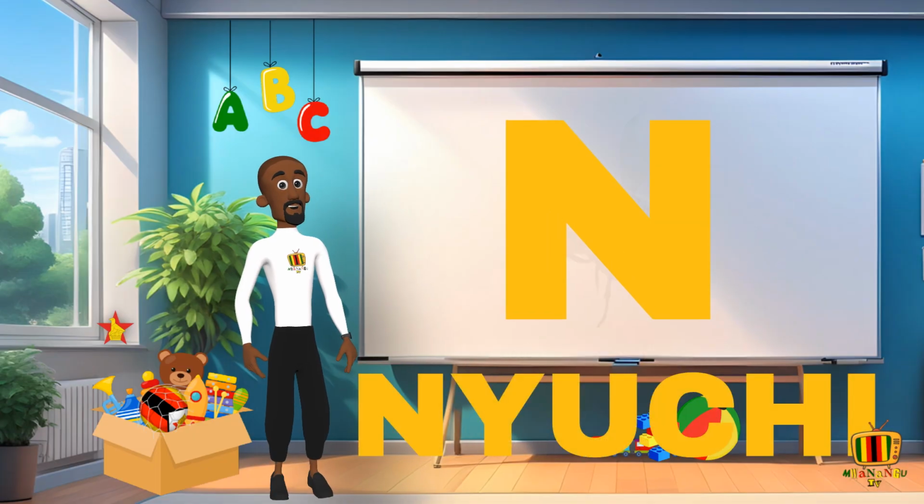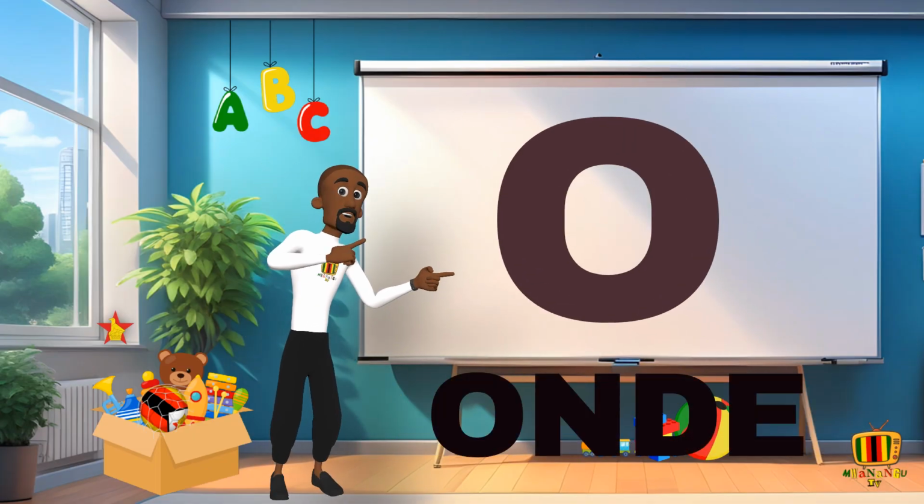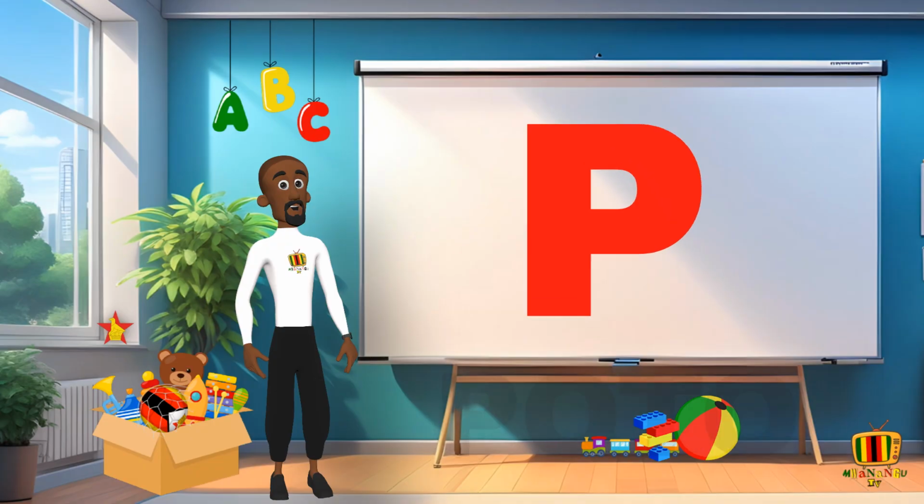N is for nuchi, bee. O is for onde, fig. P is for porto, pot.